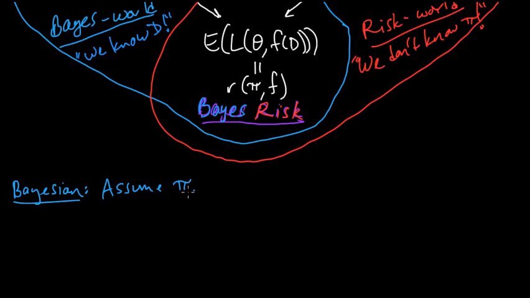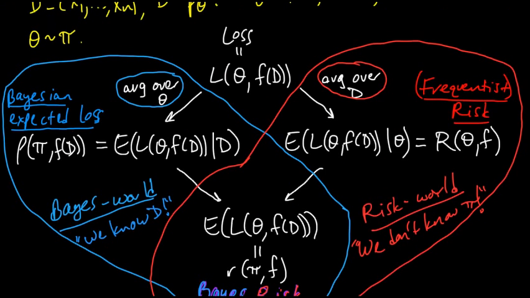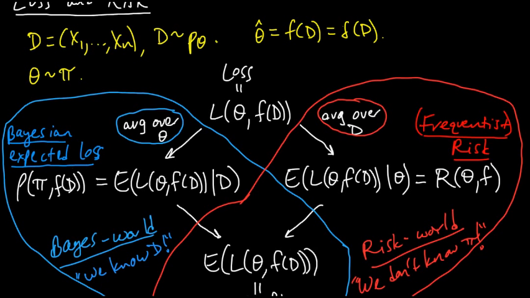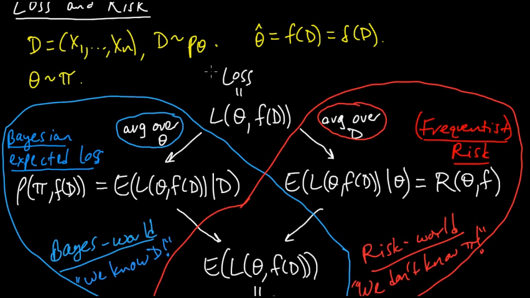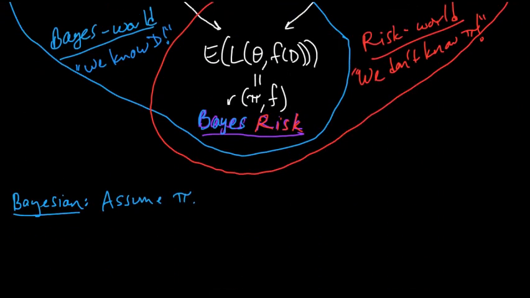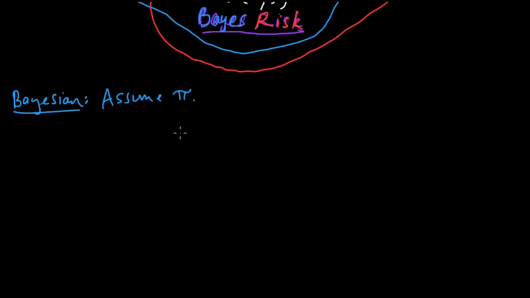We'll assume some prior distribution on theta. Remember, pi was our prior distribution on theta. Theta was a parameter for our data, the distribution of our data. So the Bayesian says the solution is to assume a prior pi. And then you're left with two cases.